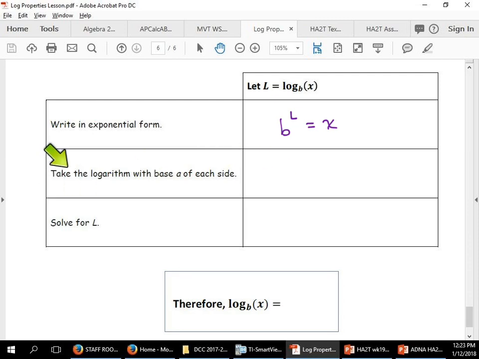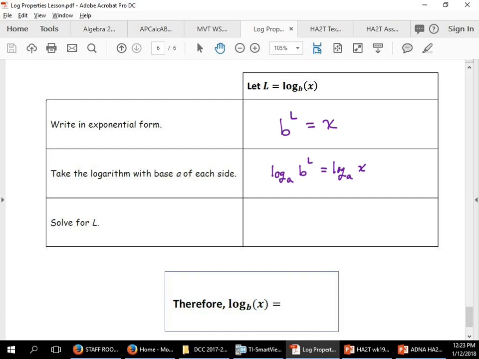Next, it says take the logarithm with a base a of each side. So that means we're going to do like we do with equations, and we're going to go log base a of one side. Then we're going to go log base a of the other side. So it almost looks like we're adding a log base a to both sides, but it's not like we're adding it. We're actually taking the log base a of both sides.